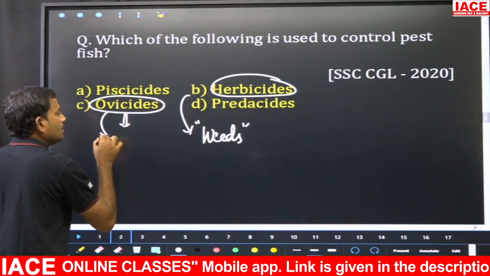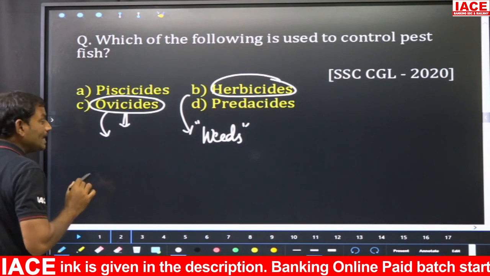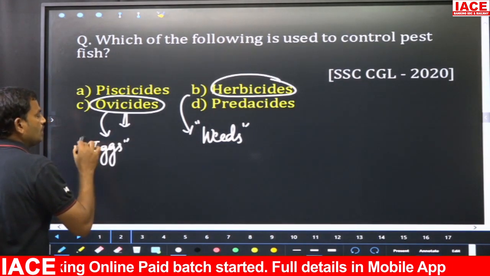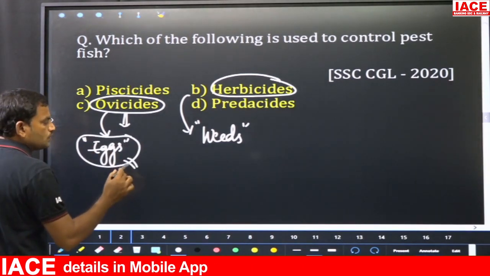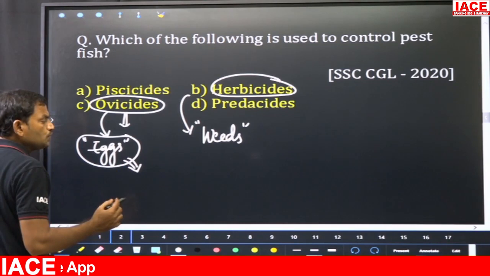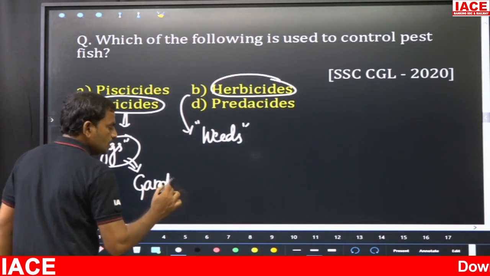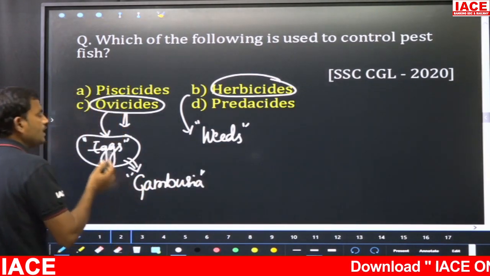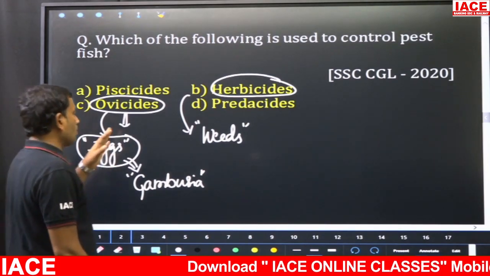Then if you come to these ovicides, so the ovicides are also called insecticides. So basically the term ovicide denotes the chemicals that are used to kill the eggs of the insects. So generally the mosquitoes' eggs, in order to destroy those, they may use gambusia fish. So this gambusia fish naturally eats away the eggs of the mosquito. So those are called ovicides.